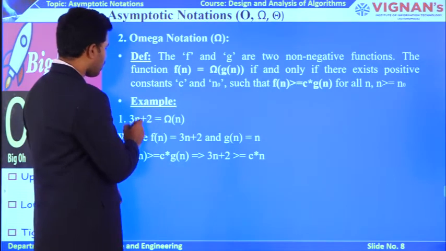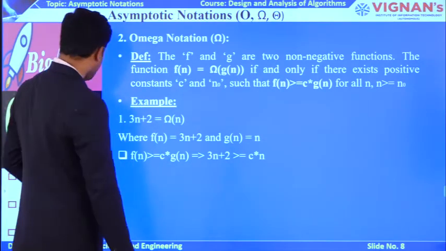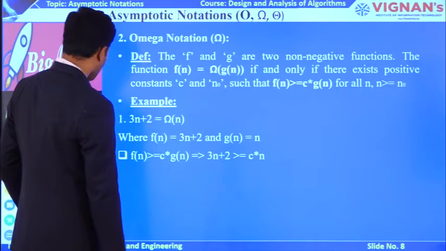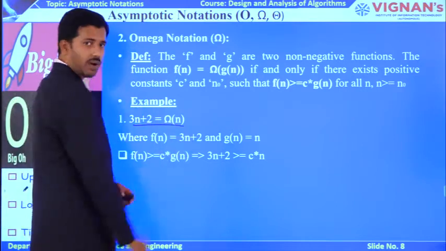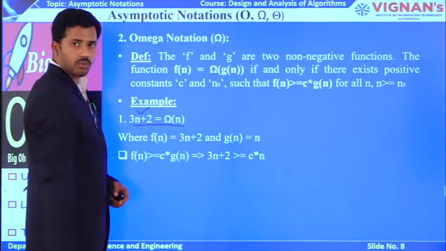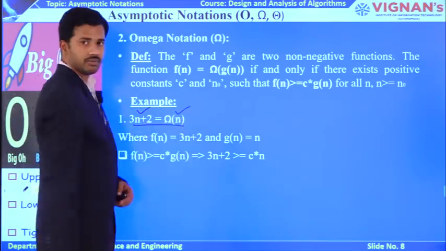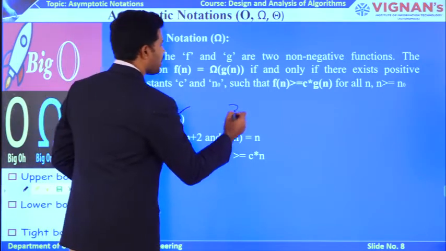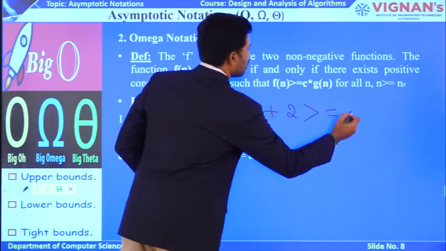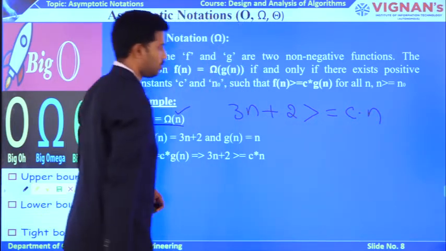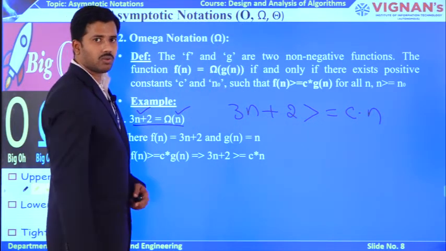So, here what is the example? The given 3n plus 2 is equal to omega of n, right. So, what is the f of n value? 3n plus 2. What is the g of n value? n. So, now my relation becomes 3n plus 2 greater than or equal to c into n. Now, can I take c value equal to 1?